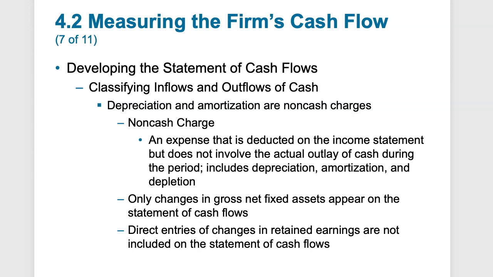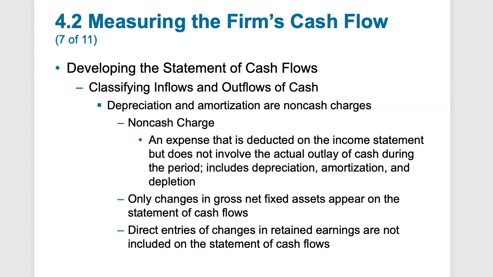Now, we've got to remember that depreciation and amortization are non-cash charges. Depreciation is the deduction in value of a tangible asset like a car. Amortization is a depreciation of an intangible asset like a cartoon character or a brand. So what is a non-cash charge? It's an expense that we deduct from the income statement, but doesn't involve actually spending any cash. So depreciation is the biggest example of this that we're going to work with in this chapter.